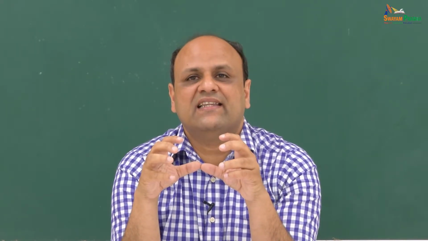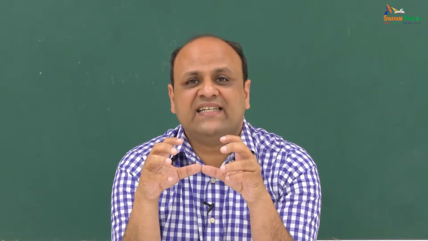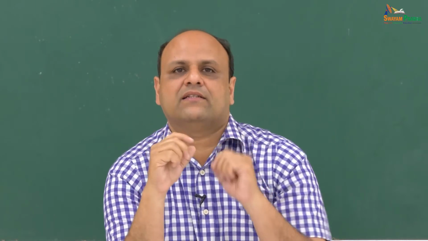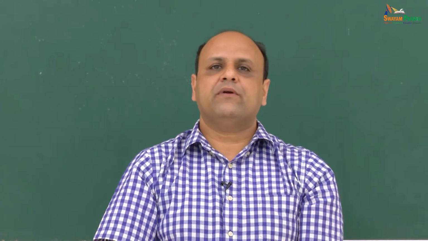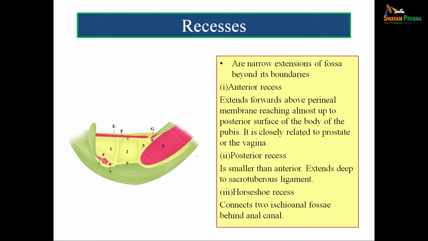So, behind the anus, the 2 ischiorectal fossae or the 2 ischioanal fossae are connected to each other by a recess that is called the horseshoe recess, and this recess provides an anatomical conduit via which infection from one side can spread to the other side. I hope this concept is clear to you, because reading the text does not clarify this concept. So, this is more a job of the teacher to elaborate on these subjects.